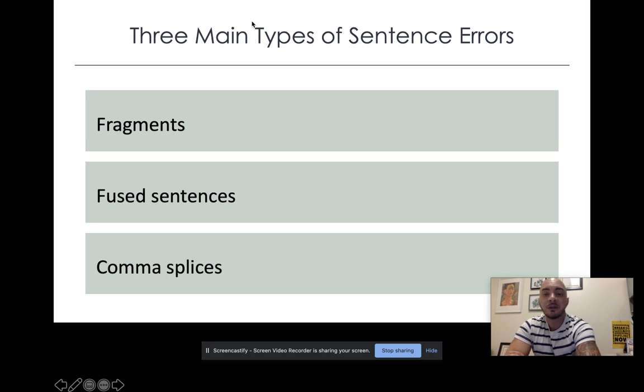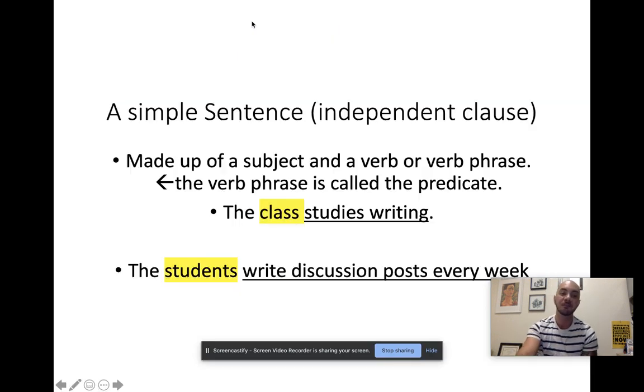Hello. In this video, we're going to talk about common sentence errors that students often make. Part of this video is, in large part, adapted from the Hawkes Learning Foundations of English material. This is going to be a two-part video series, and we're going to start by talking about sentence fragments. In the second video, we will talk about fused sentences and comma splices.